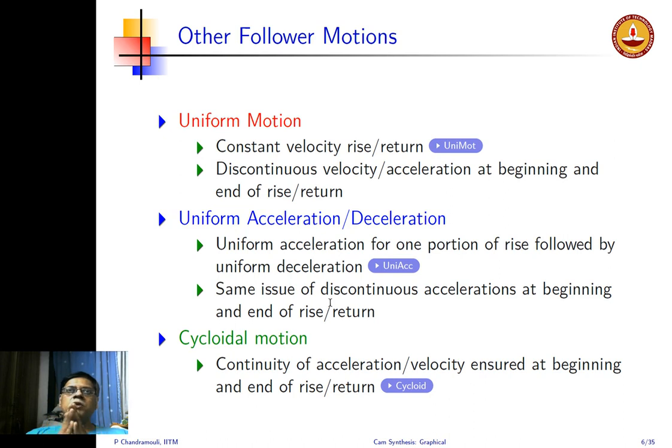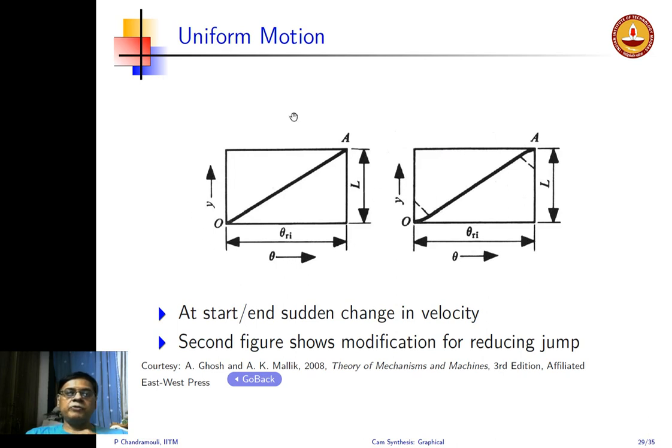What do we mean by uniform motion? That means we assume that the rise is at constant velocity. So if it is at constant velocity, the displacement is going to be linear. So if dy by d theta is constant, then y is basically going to be a straight line based on the slope that I have. That is called uniform motion. So here we have the picture. I borrowed it from Ghosh and Malik's book.